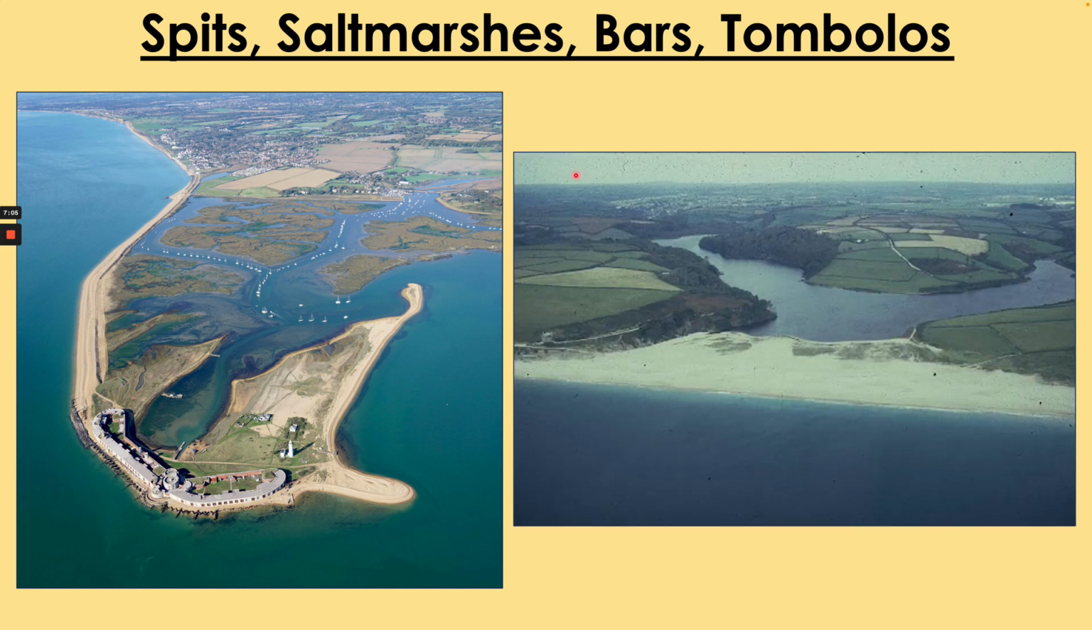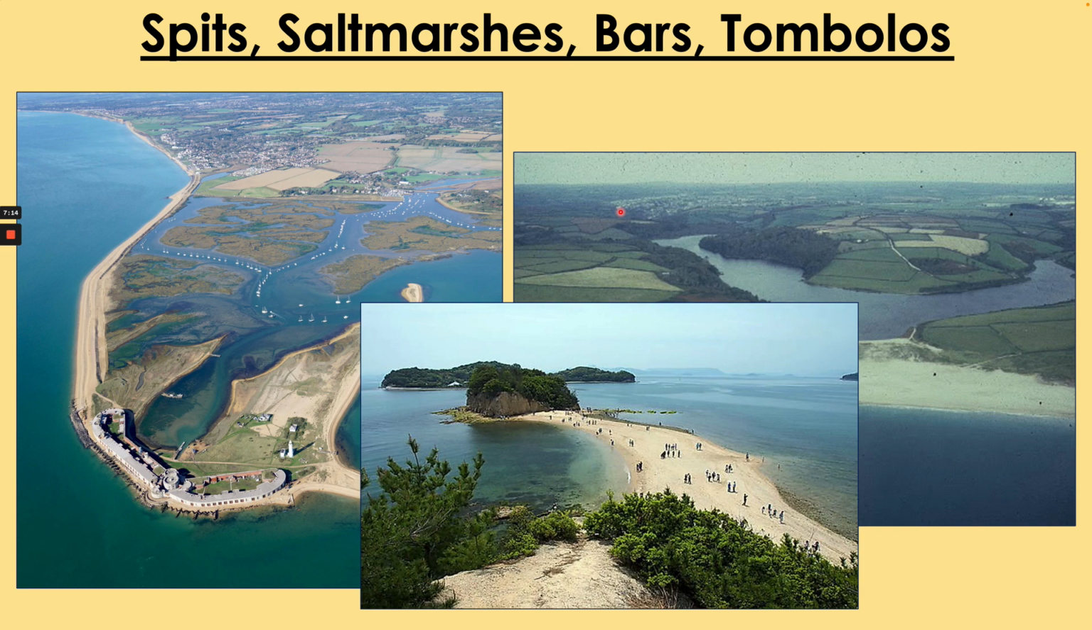A bar, by contrast, is this, where the spit connects up two headlands like this, and the lagoon sits behind. Finally, a special type of bar is a tombolo. A tombolo doesn't connect two headlands, but rather it connects the mainland and an island.